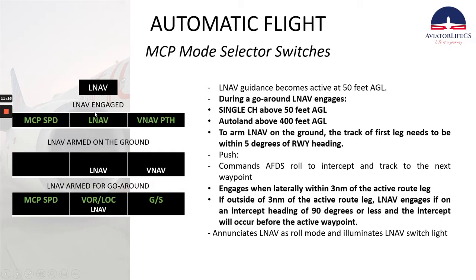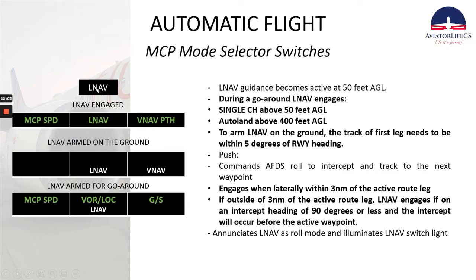LNAV, when it is engaged, we can see the green LNAV mode. LNAV armed on the ground, we'll see the white LNAV, and if VNAV is engaged. LNAV armed for go around, this is where we are supposed to see it. LNAV guidance becomes active at 50 feet AGL. During a go around, LNAV engages when we are in a single channel above 50 feet AGL, in autoland above 400 feet AGL. To arm LNAV on the ground, the track of first leg needs to be within 5 degrees of runway heading, so this is important to know.